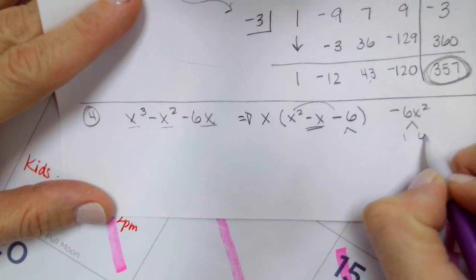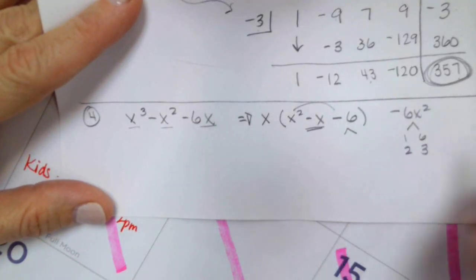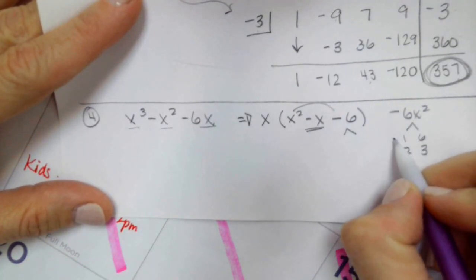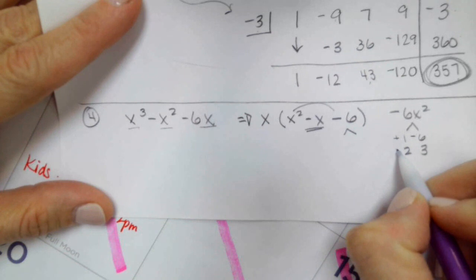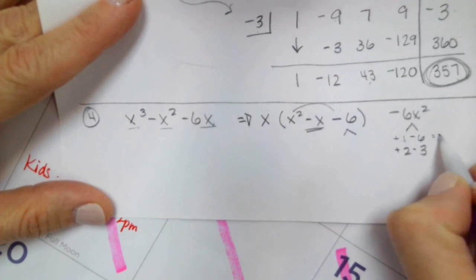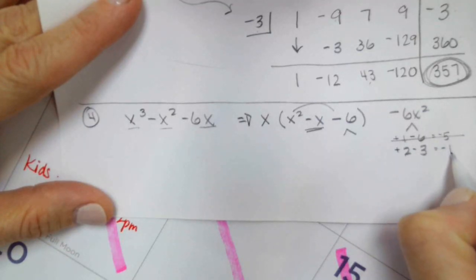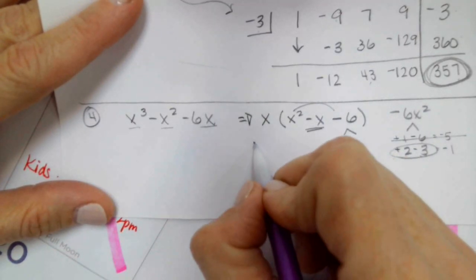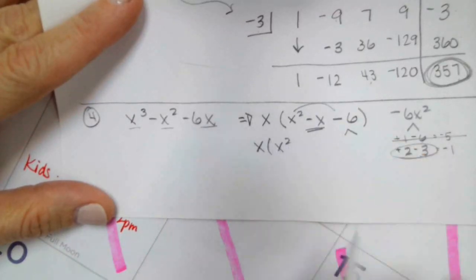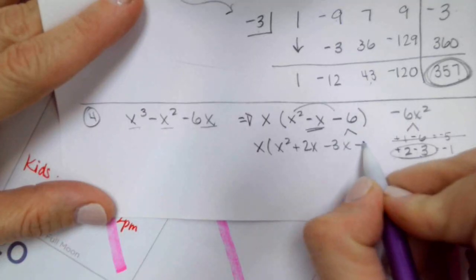We've either got 1 and 6 or 2 and 3. And it's difference, so we know one's got to be positive, one's got to be negative. The larger term needs to be negative since this is negative. 1 and -6 would give me -5, so that can't be it. 2 minus 3 is -1, so there we go. So you've got x times x squared plus 2x minus 3x minus 6.